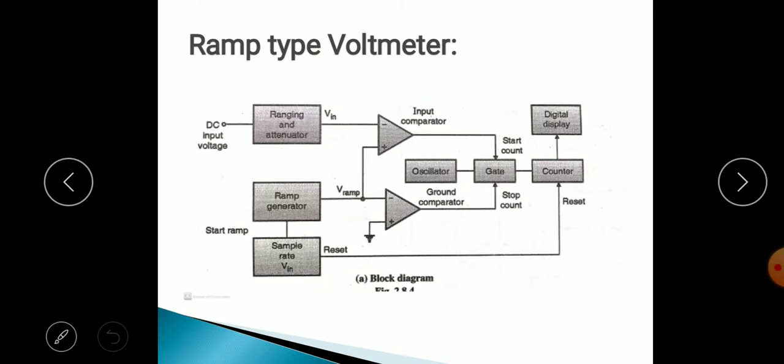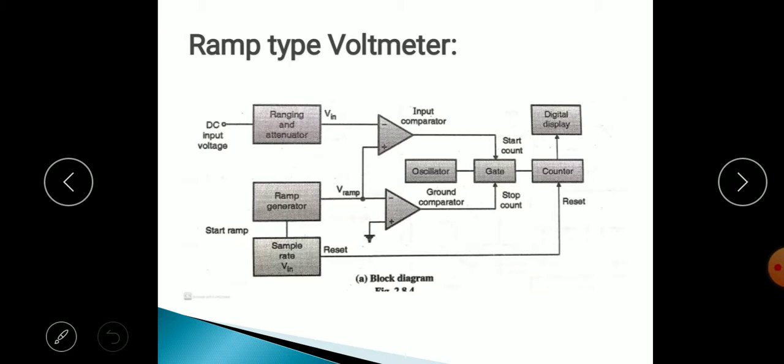Next one is the ramp type voltmeter. In that, it includes ranging and attenuator, ramp generator, sample rate V in, input comparator, oscillator, ground comparator, gate has start count and stop count, counter, and last one is digital display.